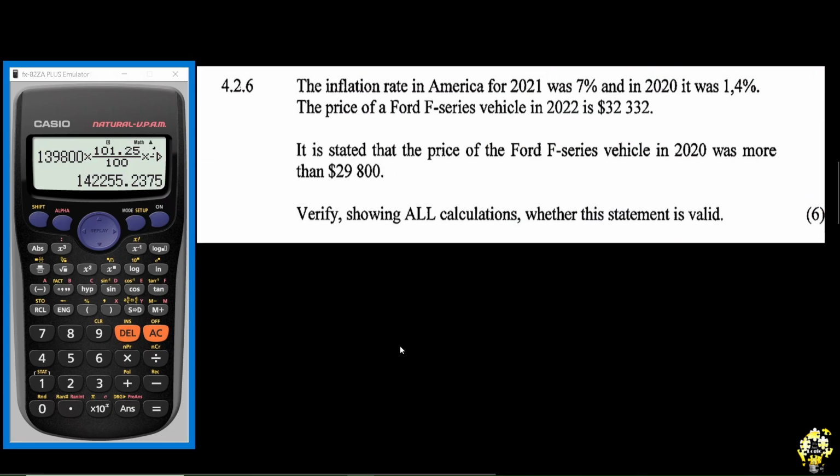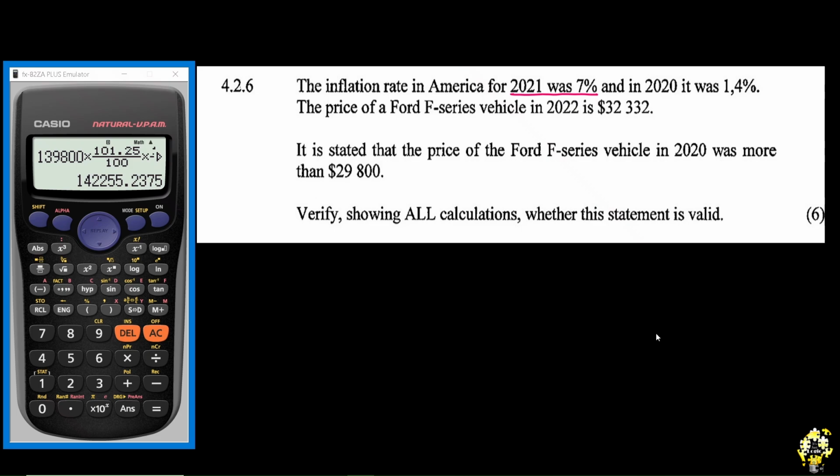Now let's go to the next question. The next question gives us inflation rates in America for 2021. So in 2021, the inflation rate is, and this is what I always say, you need to learn how to break down statements in mathematical literacy. It makes it easy for you. It makes it simple to get answers right.